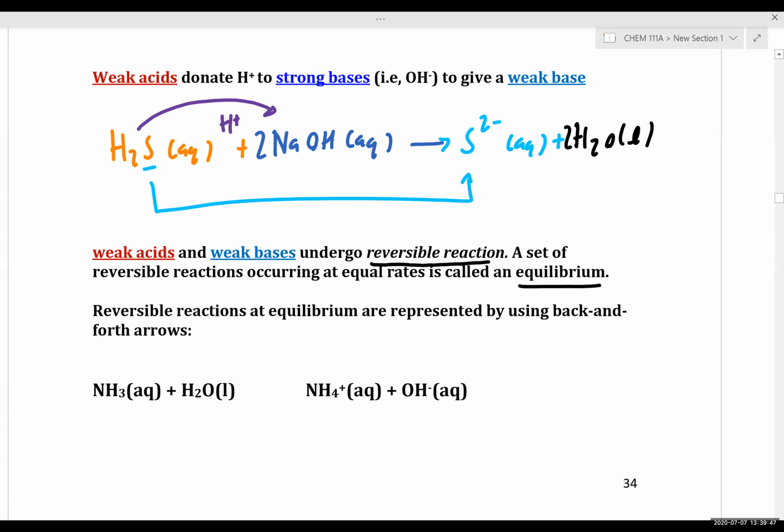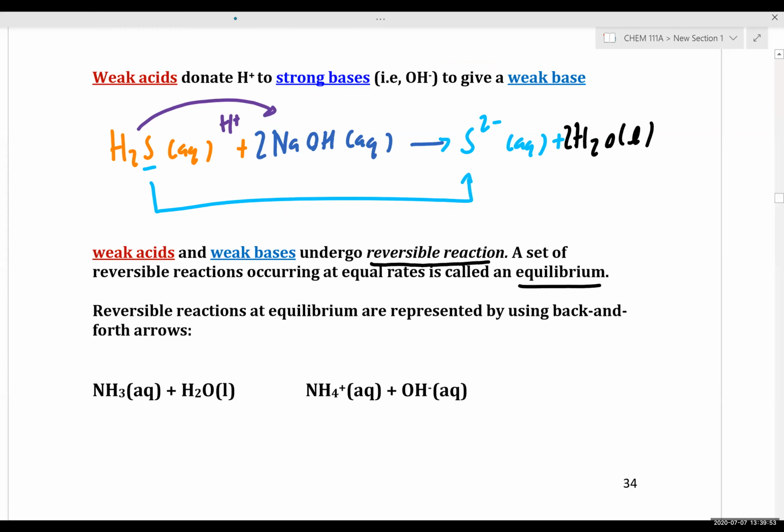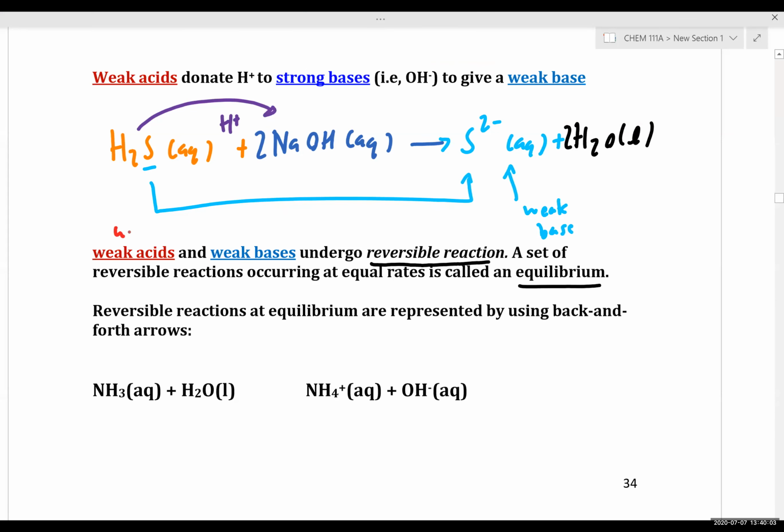To answer the question, what is the weak base? In this case, the sulfide product is our weak base. So we go from a weak acid to a weak base. Did that answer your question? Perfect.